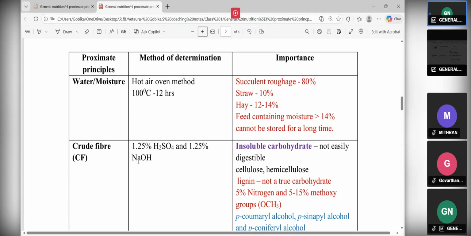Then it's important that we know crude fiber is an insoluble carbohydrate. This word is important, as they will ask in assertion and reason. They will give a statement like "crude fiber is a soluble carbohydrate" and ask whether it is right or wrong. So we should know that crude fiber is an insoluble carbohydrate. Insoluble, the word itself indicates that it is not easily digestible.